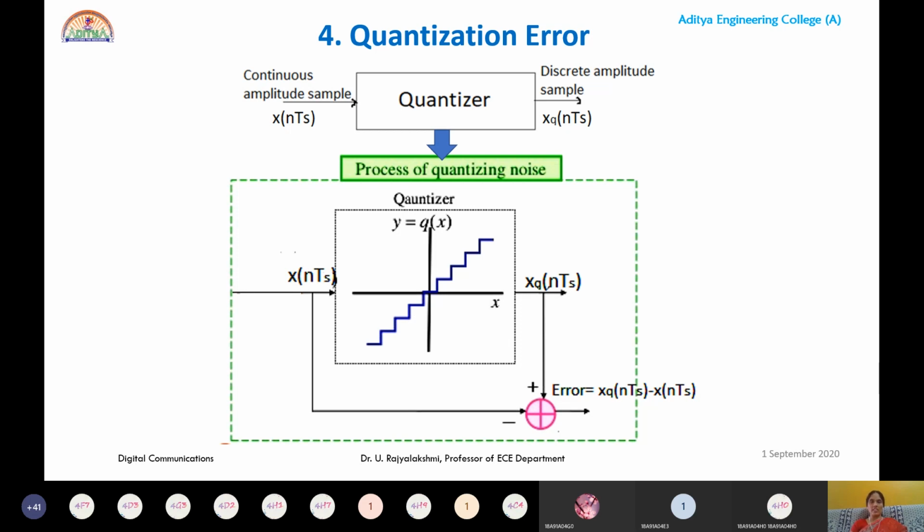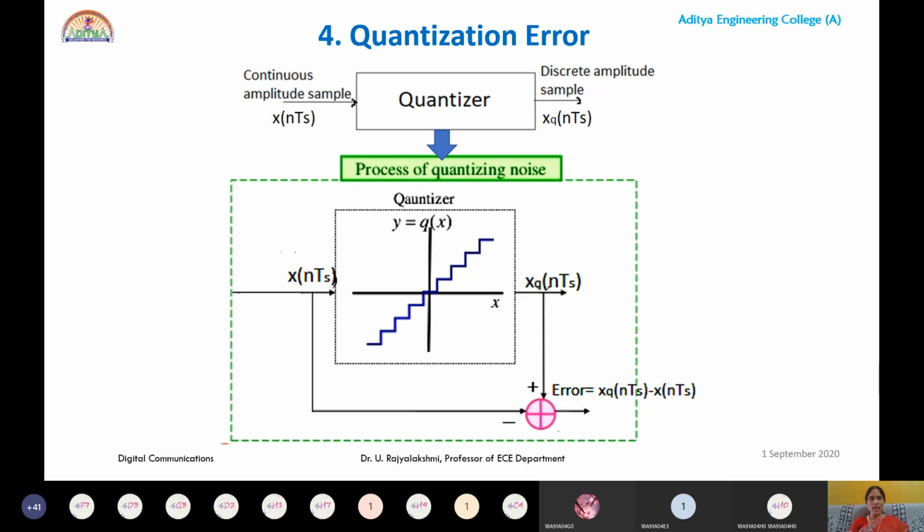xq of nTs is the output of the quantizer and x of nTs is the input of the quantizer. Please observe the characteristics. If you assume x as input and y as the quantized signal, then y can be represented as Q of x. Here we assumed the response as uniform quantization. That's why the staircase waveform has a fixed step size.